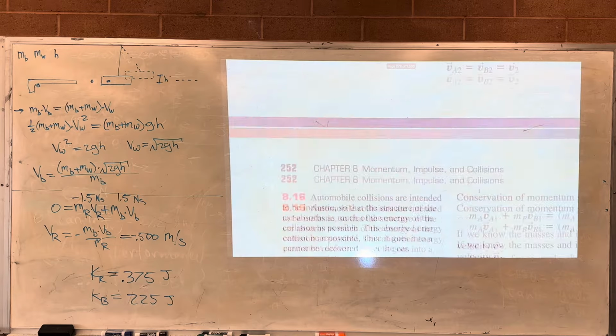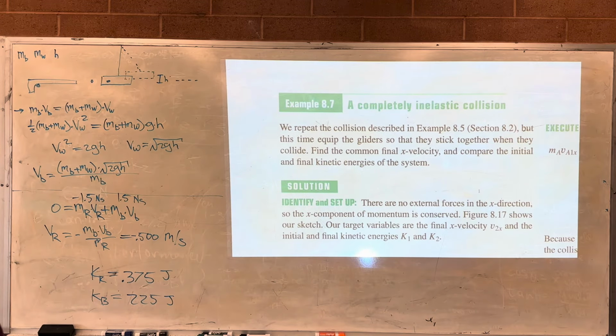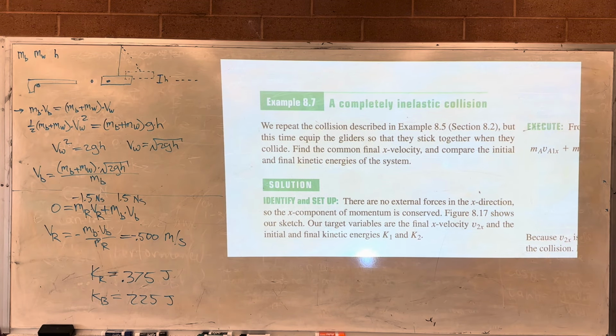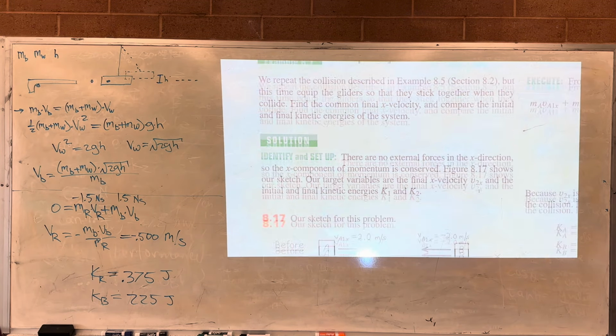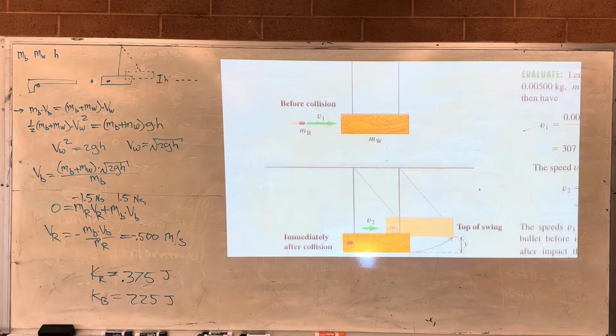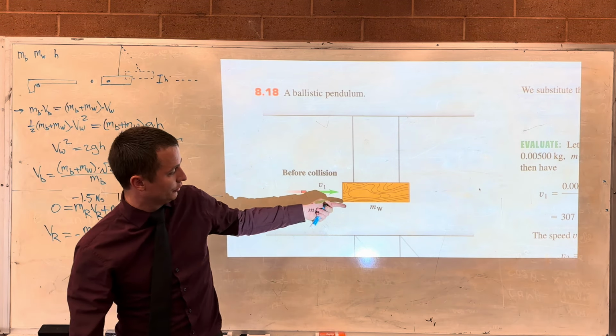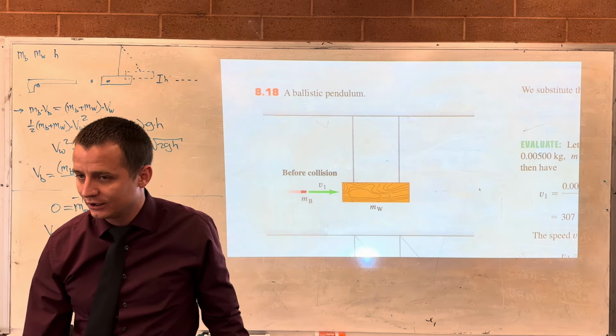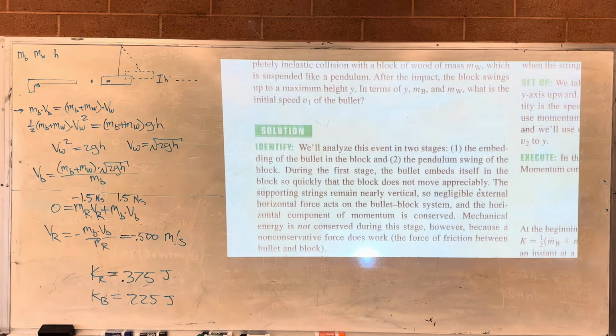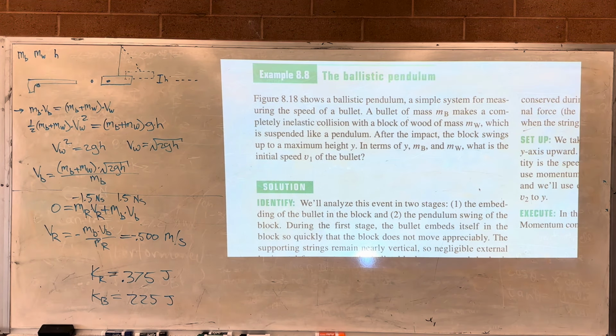Did they really not do the gun one? I was going to jump to the gun one. That's a pretty standard one to do. Oh yeah, here it is. A ballistic pendulum, figure 8.18. The mass of the bullet goes into the block of wood and you measure how high it goes. Let's read exactly what the problem says.